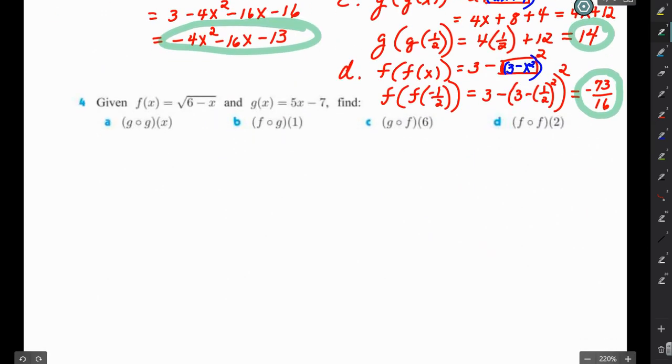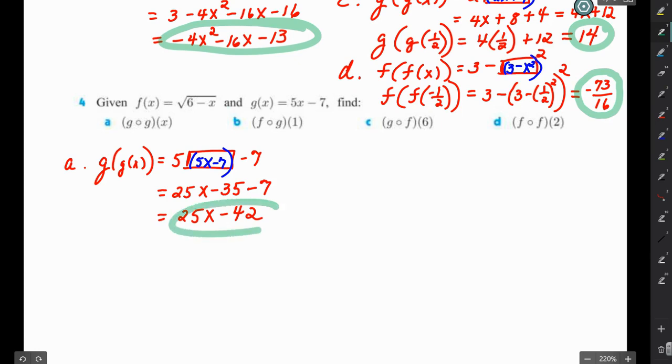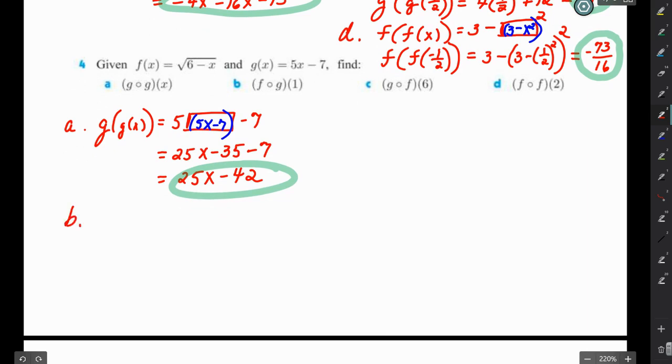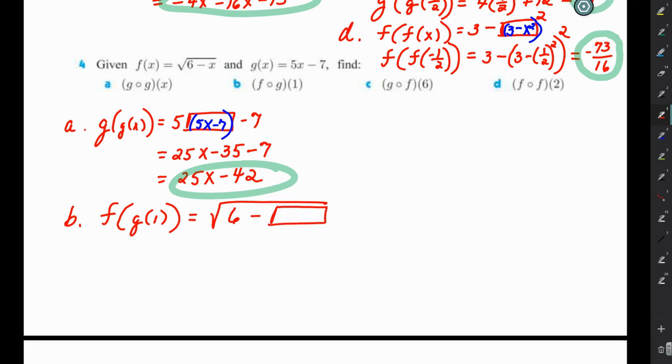Okay, last one, moving on to number 4. G of x is our first one. Okay, 25x minus 42. Letter B. We're going to do f of g of 1. Okay, the f function is the lead function. Put a box. Inside the box goes the g function, but when I write the g function, I'm just going to replace the x with a 1. Simplify that.